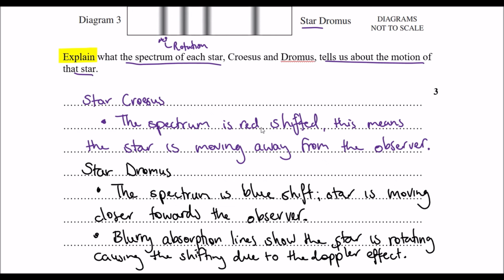We firstly looked at what the cause is. The cause here is the motion moving away, and then the effect is seeing a red shift for star C. For star D, the effect is the star moving towards us, and we see that because of the blue shift. We know it's rotating, that's the effect, because of the Doppler effect showing blurry lines on the absorption spectra. So that's how you do the question.